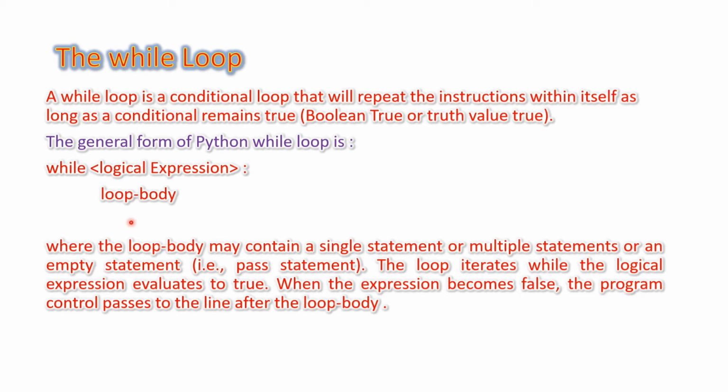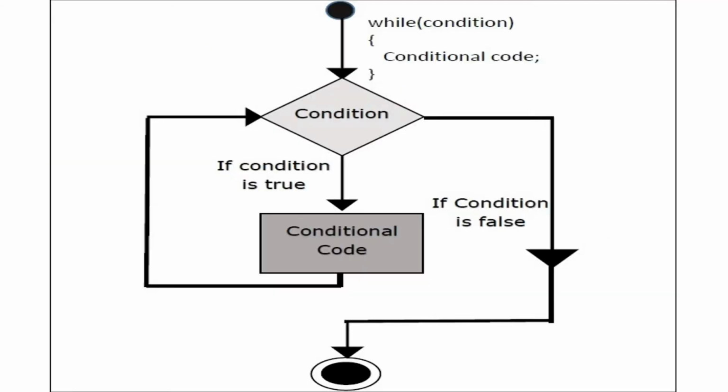When the expression becomes false, the program control passes to the line after the loop body, that is the next statement after while loop. Here you can see flowchart of while loop. Here we are representing a condition. This condition is tested. If this condition is true, then the set of statements in the body of while loop will execute. Again, a condition is tested.